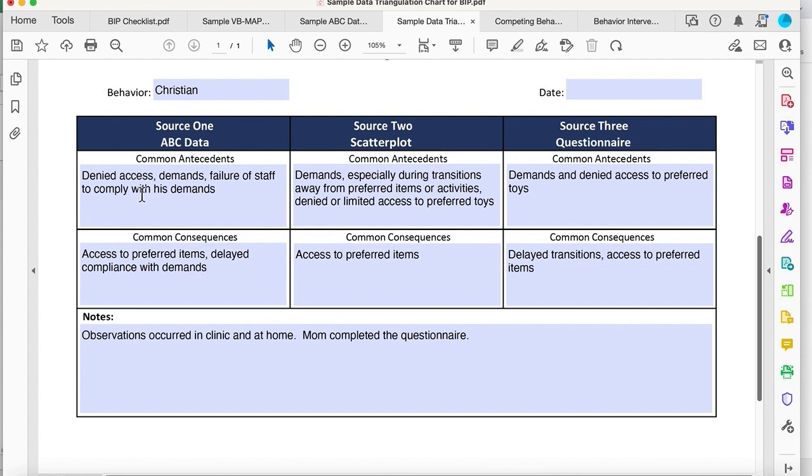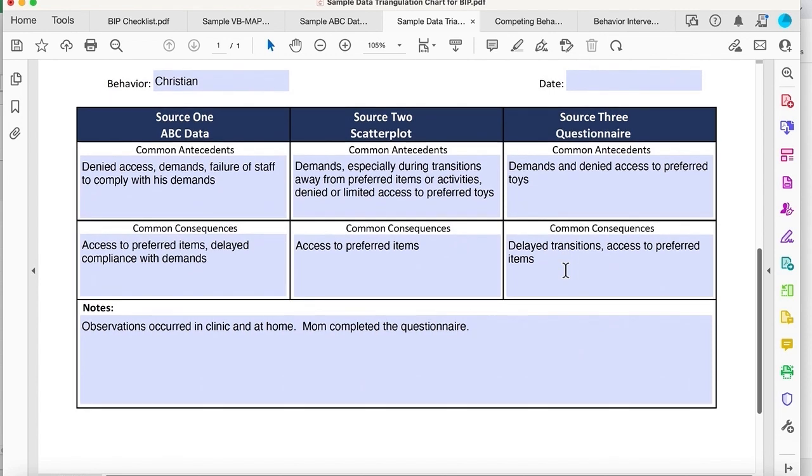Most common consequences in source 1 are access to preferred items and delayed compliance with demands. So he gets to delay those task demands. In source 2, common consequences include access to preferred items. And in source 3, common consequences include delayed transitions and access to preferred items. So he's really good at getting access to those things that he likes.